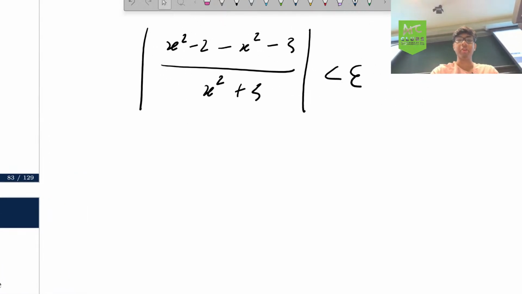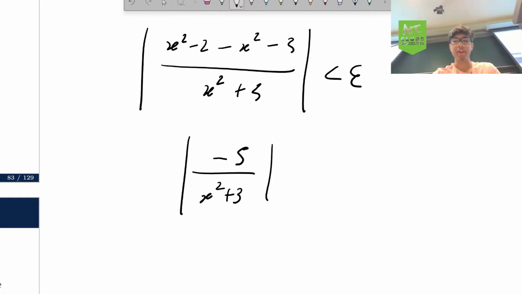And now how else can I rewrite this? Well, this x squared and x squared cancel, and I get minus 5 on x squared plus 3. All my absolute values still, all less than epsilon. Now, I'm going to apply some trick that we just did in the previous question. How can I get rid of these absolute values?